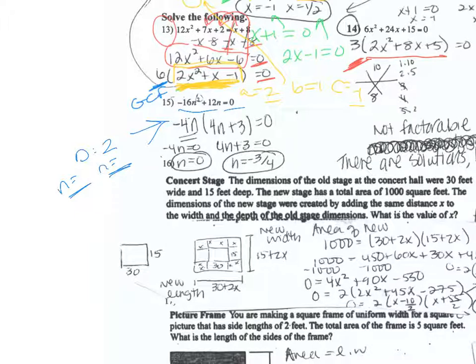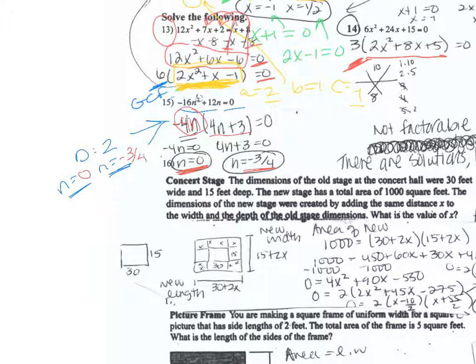The GCF, you can either take out 4n or -4n. You will still end up with the same answer. So if I take out -4n as a GCF, I'm left with 4n plus 3. You then set each factor, the GCF is considered a factor, equal to 0 and solve. That's why we end up with n is 0 and n is -3/4.